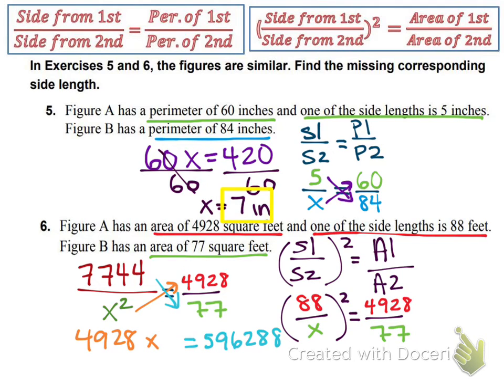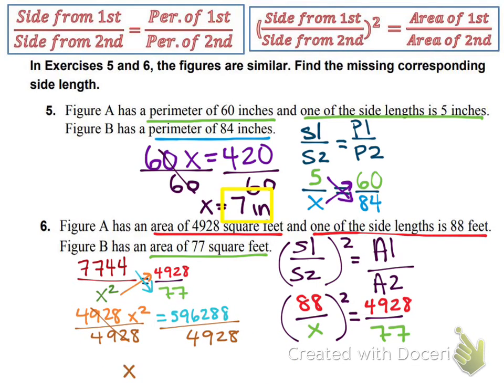If there wasn't a squared here, what would you do to solve for x? That's the same thing. You're still going to divide by 4,928 on both sides. So what do we get? Correct. So we still have x squared equals 121. Did we get x by itself? What's happening to x? It's being squared. What is the opposite of squaring? The square rooting.